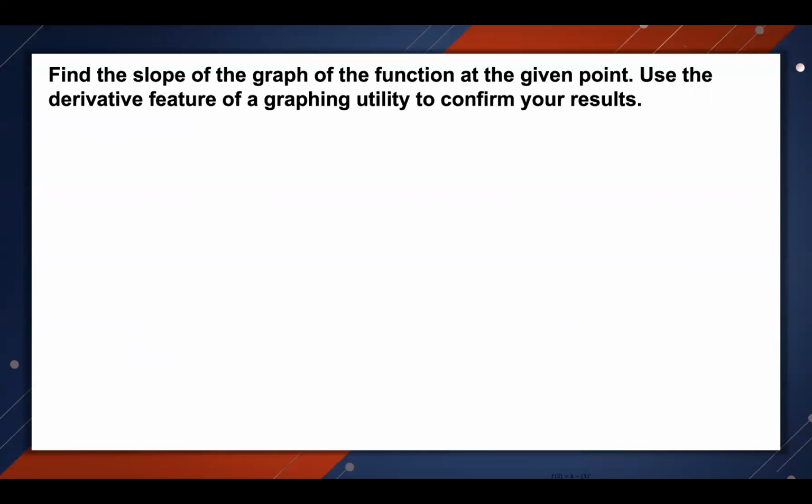For this one, find the slope of the graph of the function at a given point. Use the derivative feature of a graphing utility to confirm your results. The function is f of x equals 8 over x squared, and the point is 2, 2.